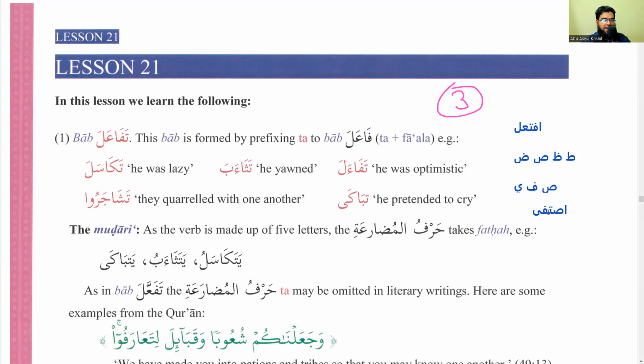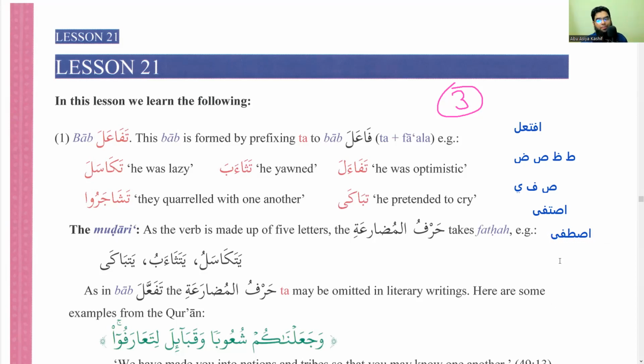You have to say light letter again. So what they did was, for all these heavy letters, sa, da, ta, wa, they changed this ta into a ta. This is called ibdal. Ibdal is to change the letters. So this became istafa. Istafa. And the conjugation is the same.